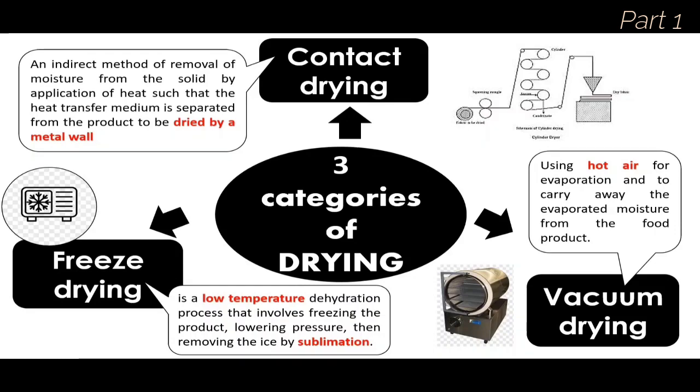The second category is freeze drying. Freeze drying is a low temperature dehydration process that involves freezing the product, lowering pressure, then removing the ice by sublimation. The last category is vacuum drying. It uses hot air for evaporation and to carry away the evaporated moisture from the food product.